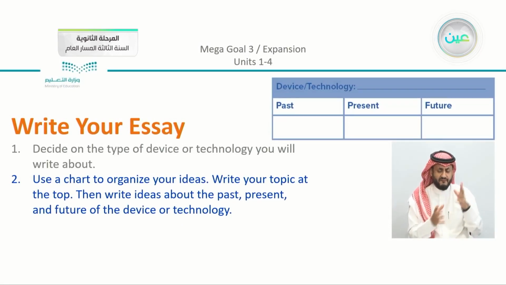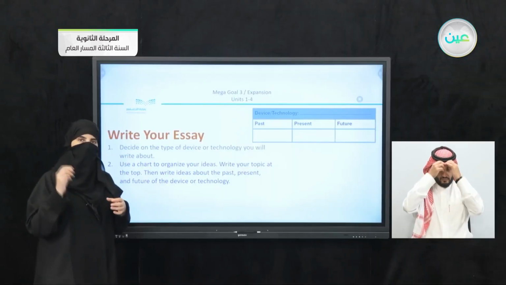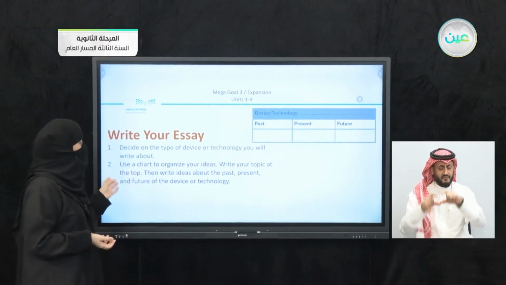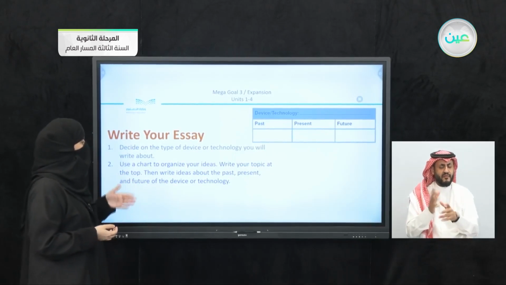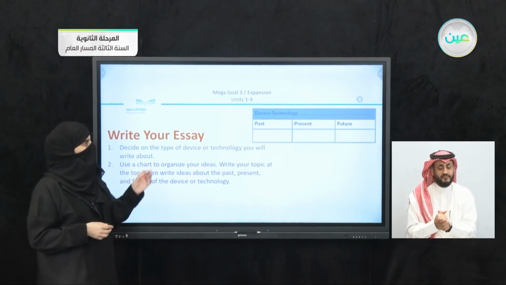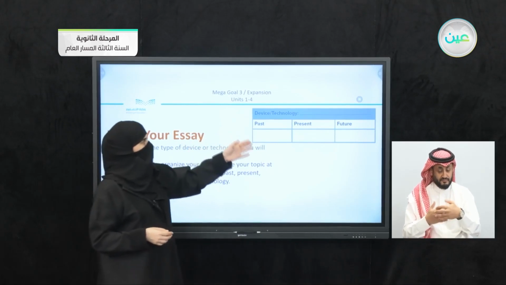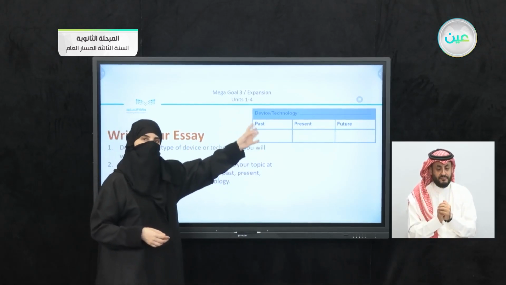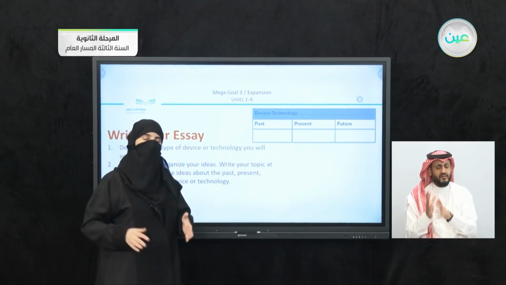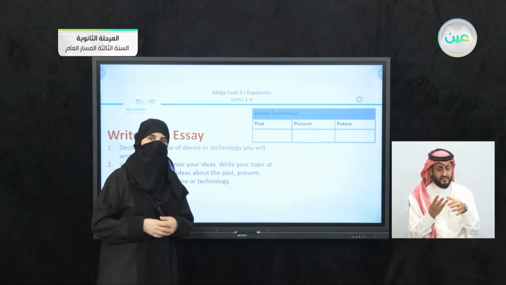Now, as for the chart that you can see in front of you, you can just use it to organize your ideas here. Write your topic at the top, and then write ideas about the past, present, and future of the device or technology. So you can see that the table here is divided into 3 parts. You're going to choose your device or technology, and then you are going to write about the same device in the 3 tenses.